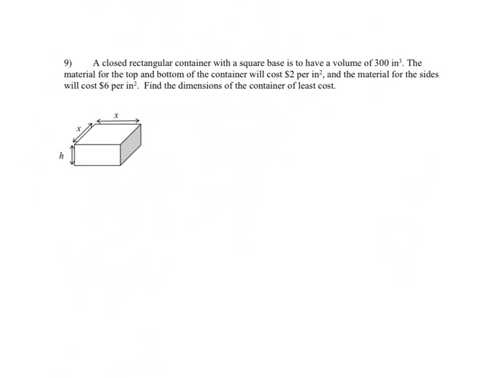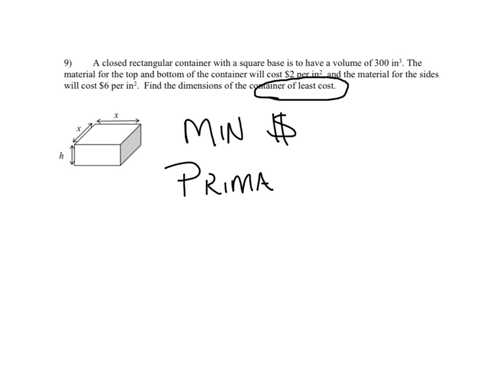So basically, that's what I want to minimize. If I want the least cost, I'm saying to myself, I want to minimize the amount this is going to cost. So my primary equation, remember, is the one I want to maximize or minimize. So I want to write this one about cost.